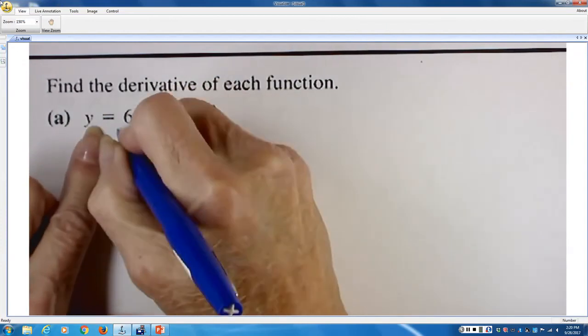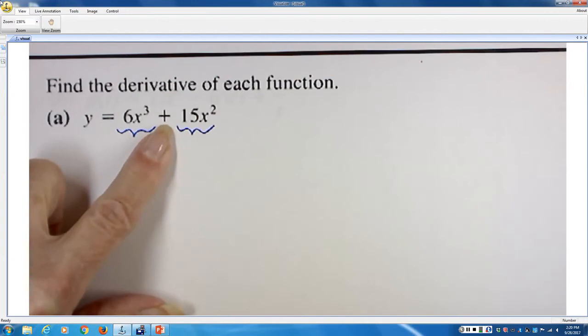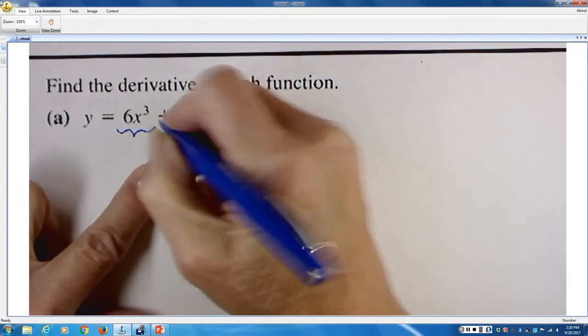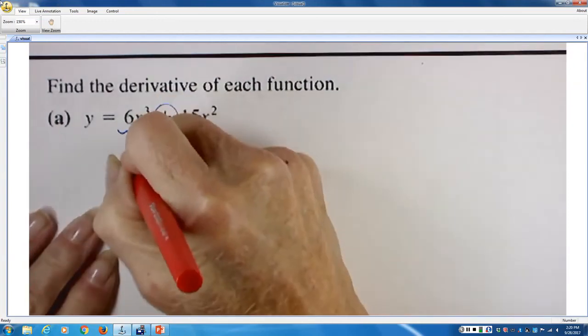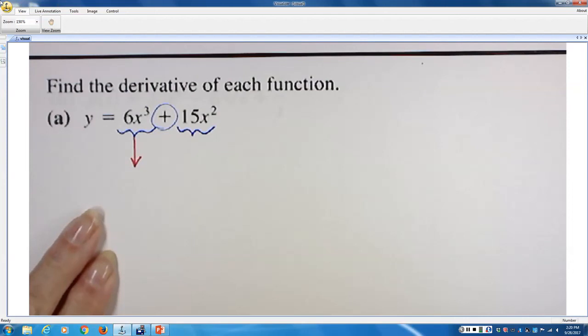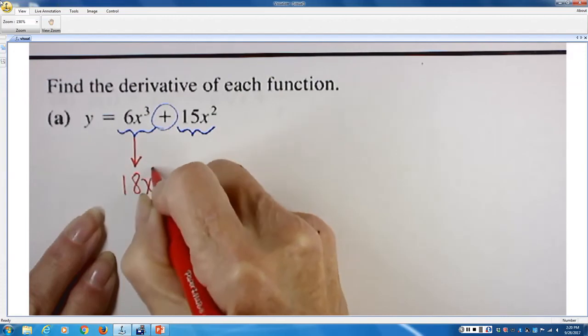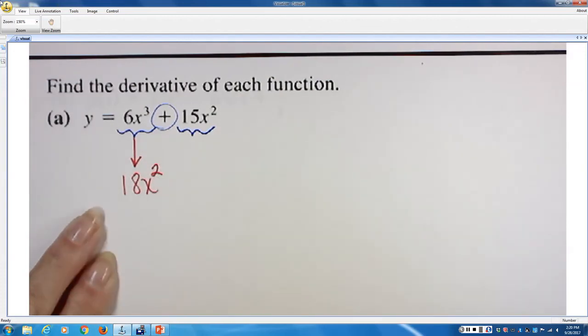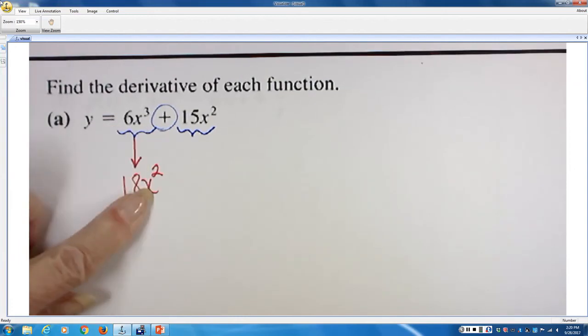This is one of the terms, this is the other term, and they've been added together. The derivative of the first term is what? 18x squared. Does everybody see that? 3 times 6 is 18. X to the second power. 3 minus 1 is 2. Okay?